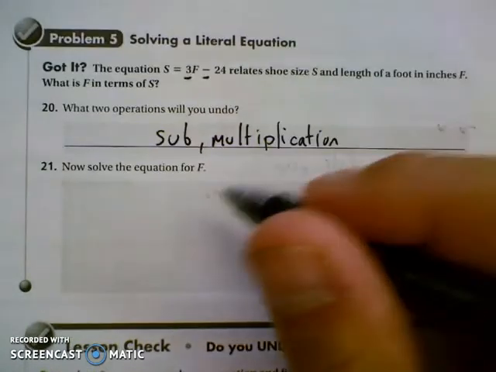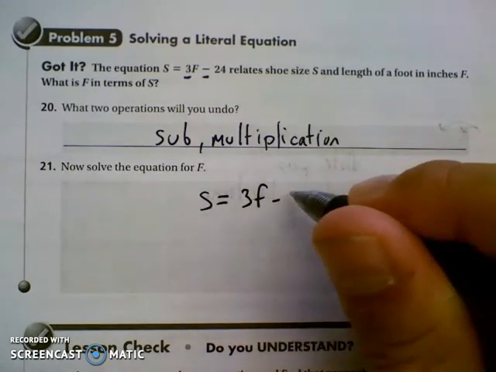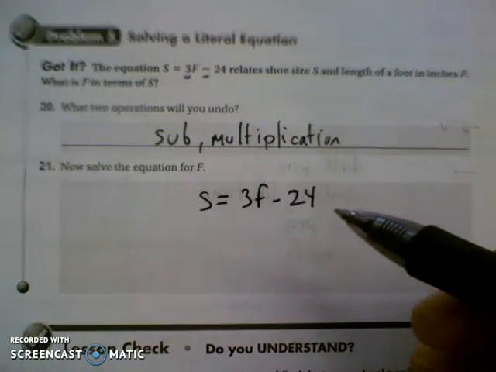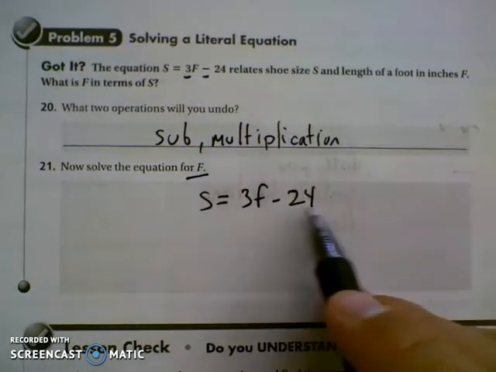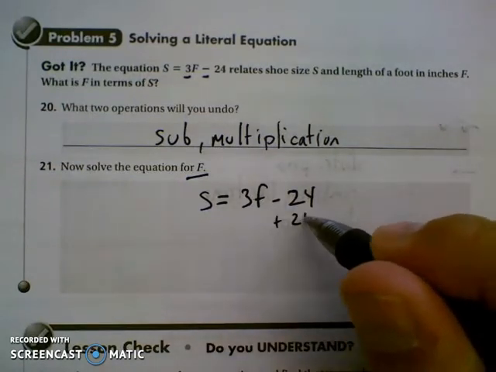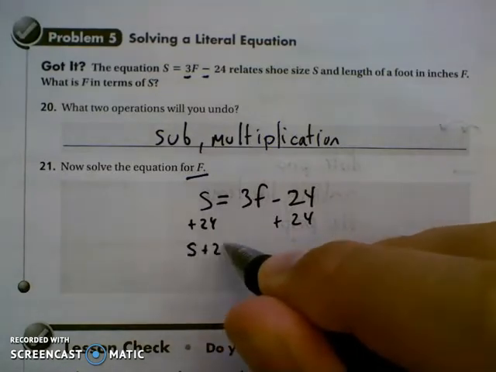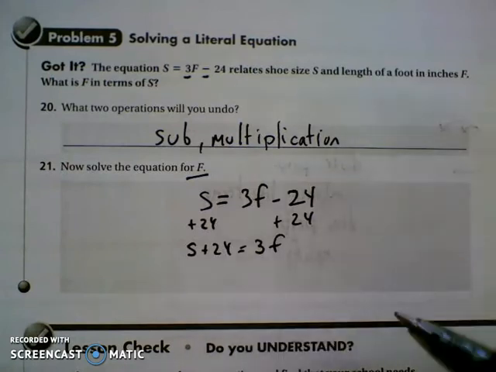Now solve. S equals 3f minus 24. So to solve this, if you want to get f by itself, we're going to solve for f. We need to get rid of everything else. So we're going to add 24 to each side. So you have s plus 24 equals 3f.